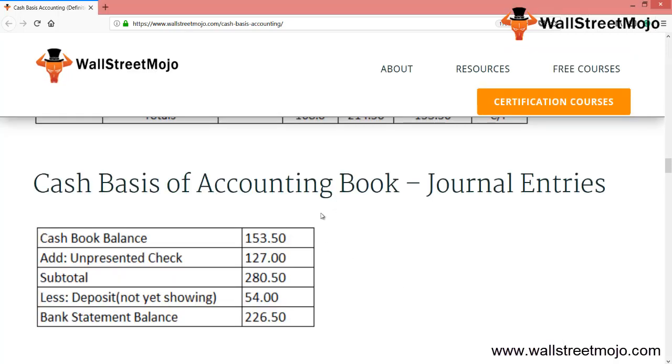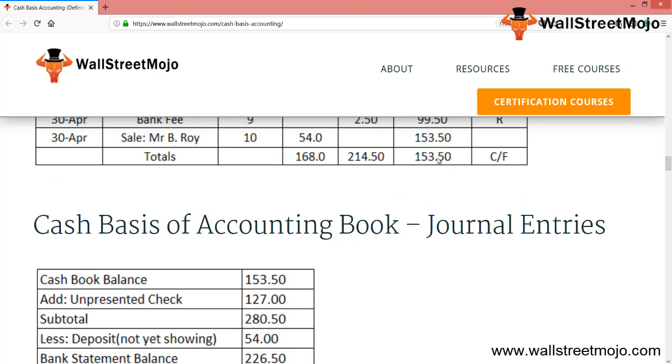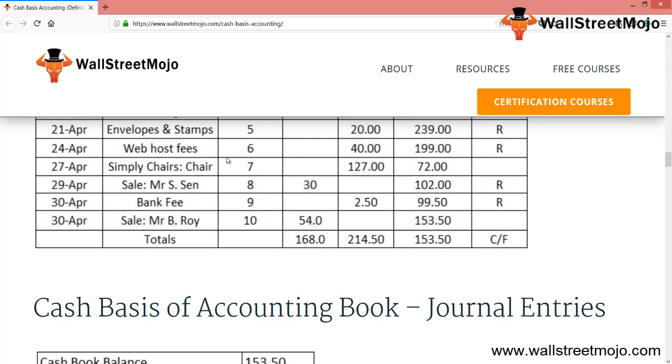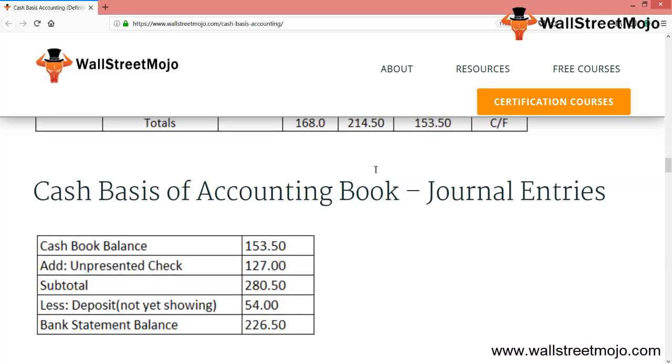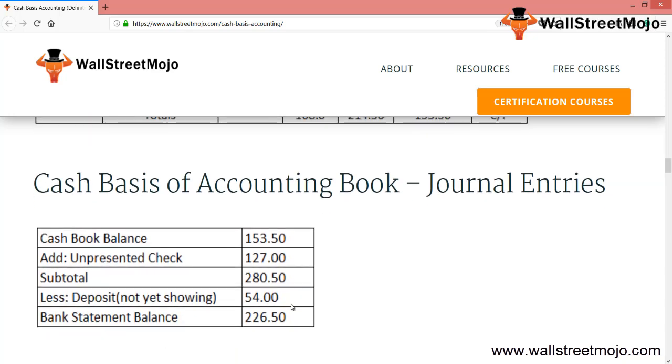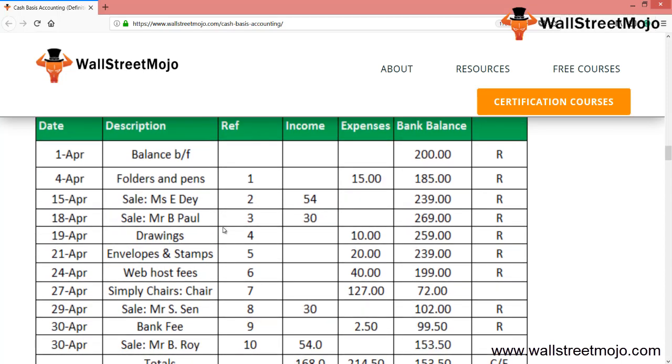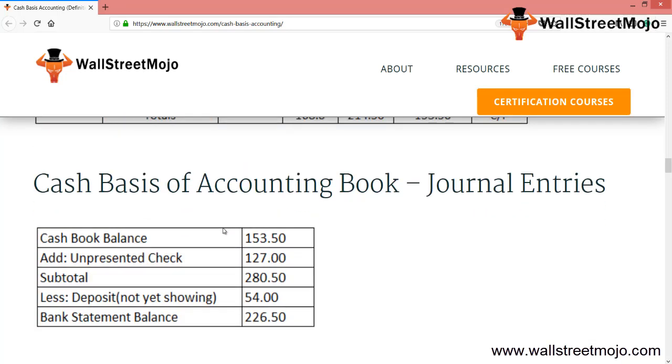So the cash book balance is 153.5, as we note here. You add any unpresented check, if any, that in our case was simply cheques 127. The subtotal comes down to 280.5. Less deposit not yet showing, 54, the sale by Mr. B. Roy, because that was the income part, and that will be the net bank balance of 226.50.